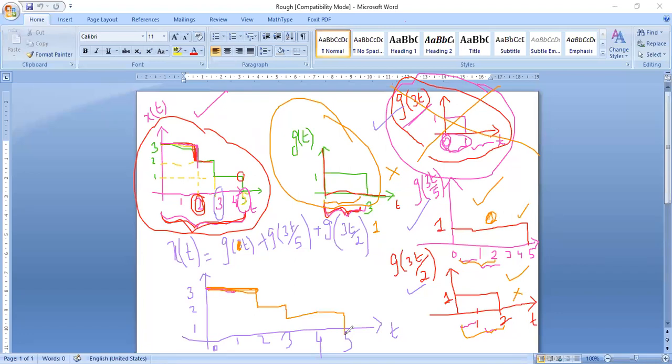Now I want you to check this diagram with your x of t in the question. Is it matching? The diagrams are matching? Yes, ma'am.